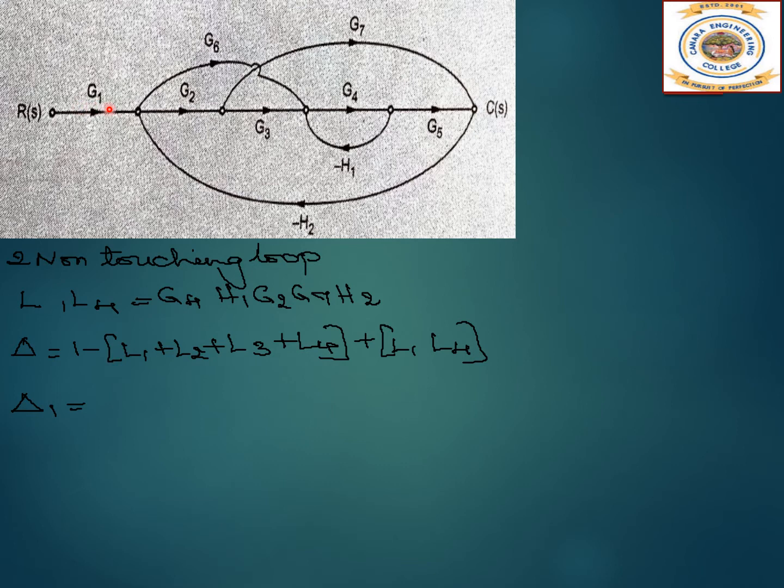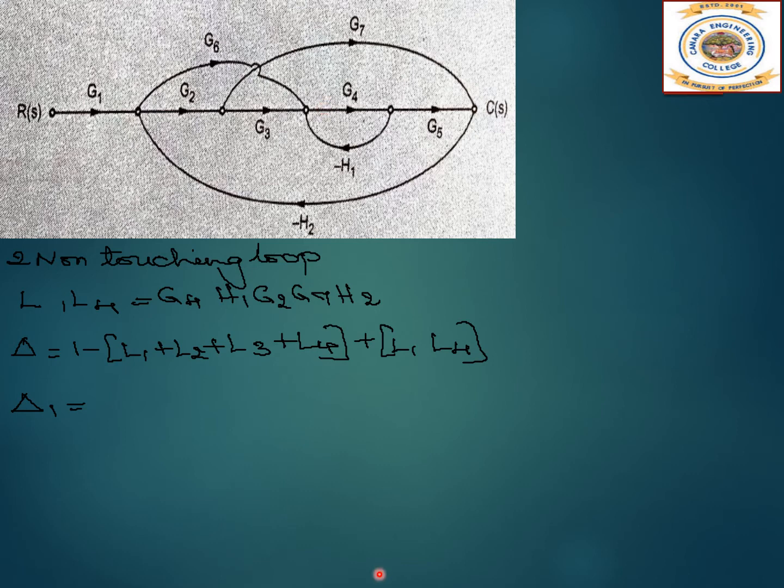Forward path 2, that is G1, G6, G4. Again for this also see here all the loops are touching this path as well. So all the loops will become 0. Third forward path G1, G2, G7. Check out here. See this G4H1, this loop, that is L1. This is not touching this forward path P3. Hence this will remain in the delta equation, whereas all the other loops will become 0.